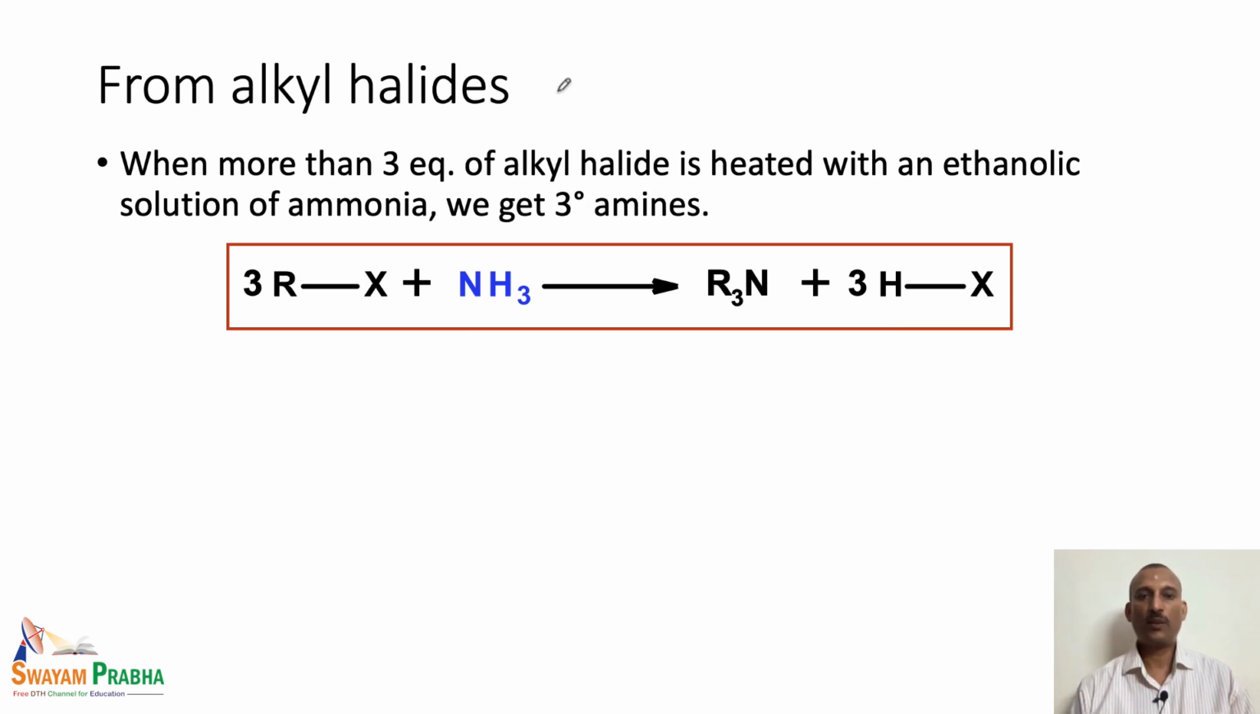The first one is preparation of tertiary amines from alkyl halides. So, 3 equivalents of alkyl halide when treated with ammonia give the corresponding tertiary amine. Here we can use ethanolic ammonia solution. As we have seen earlier for the preparation of primary and secondary amines, the number of equivalents of the alkyl halide used is very crucial for the success of this reaction. If we use exactly 3 equivalents of alkyl halide and 1 equivalent of ammonia, we end up with the tertiary amine as the major product.